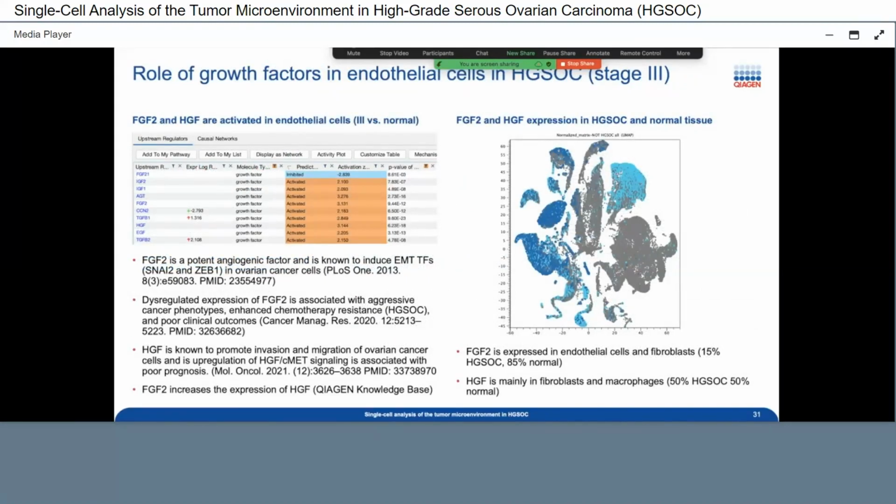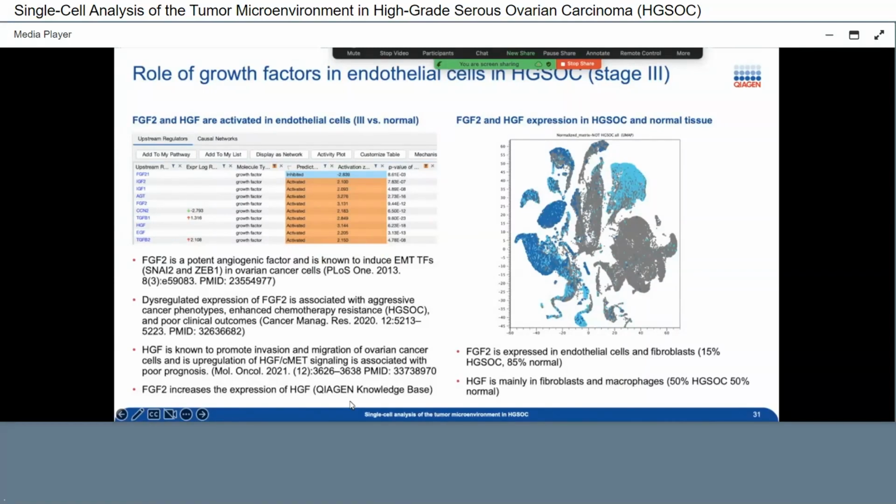I selected another type of cells, the endothelial cells, which are prevalent in the tumor microenvironment, which are basically here, that cluster. And I asked, what are the transcription factors that are predicted to be activated? I selected specifically growth factor. I have a specific interest here. And as you can tell, two of them strike my attention, FGF2 and HGF. They're both activated in endothelial cells when you compare stage 3 versus normal. FGF2 and HGF, very strong Z-score.